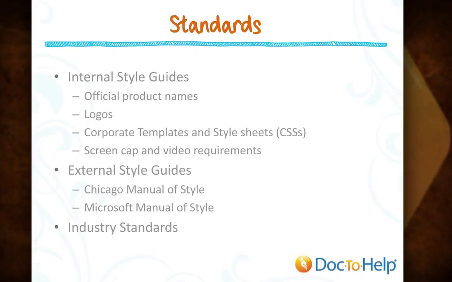I mentioned standards earlier. There are actually several kinds you need to comply with. Internal or corporate style guides will cover standards such as product names, logos, templates, and style sheets, as well as screen caps. External style guides like the Chicago Manual of Style will cover grammar and punctuation. And if your company follows industry standards like ISO, HIPAA, or Sarbanes-Oxley, you'll need to comply with those also.